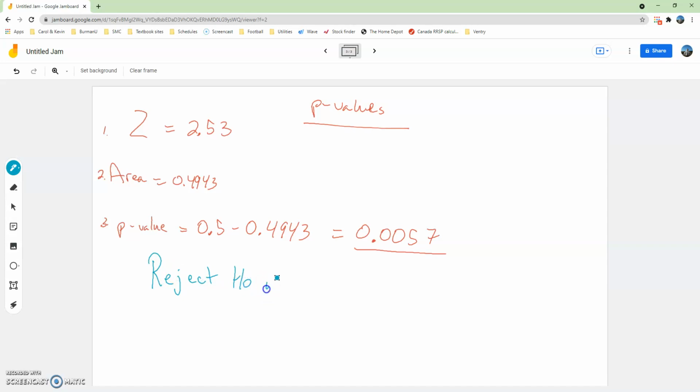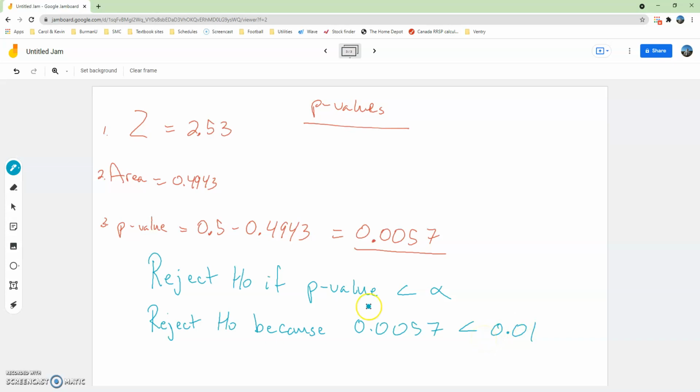Now we can also make the same decision using the p-value approach. Reject the null hypothesis if the p-value is less than alpha. We are going to reject the null hypothesis because 0.0057 is less than 0.01. That was our level of alpha, level of significance. So that's why we are going to reject it. Because the p-value is really small.